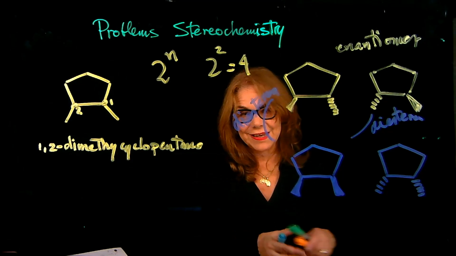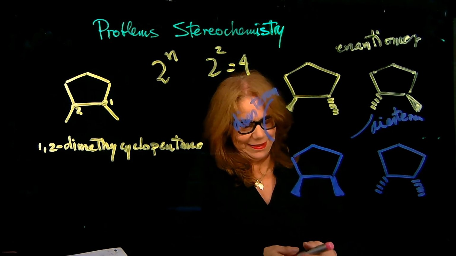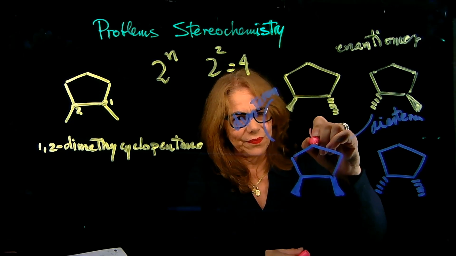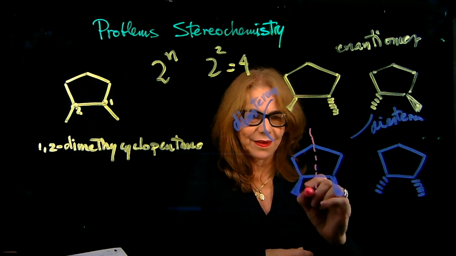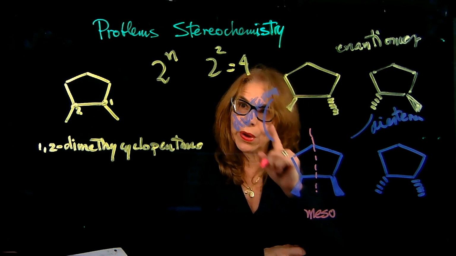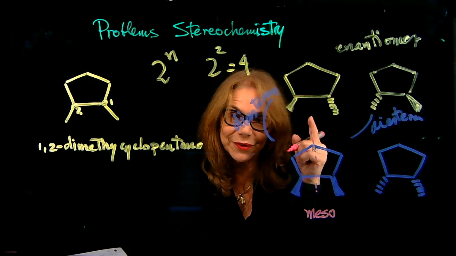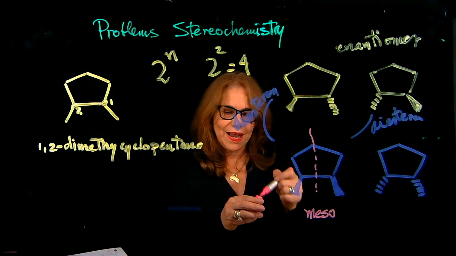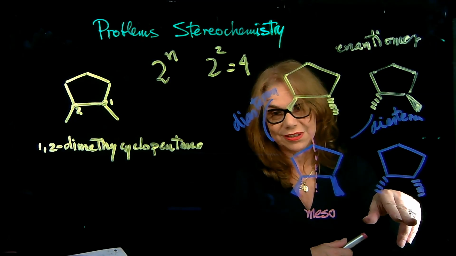But now let's analyze this a little bit more. You notice that this compound right here has an internal plane of symmetry. This compound is a meso compound. When we have that, we have one less stereoisomer. So let's say 4 minus 1. Really, we'll have 3, because the mirror image of this, so this is the enantiomer, is actually the same.